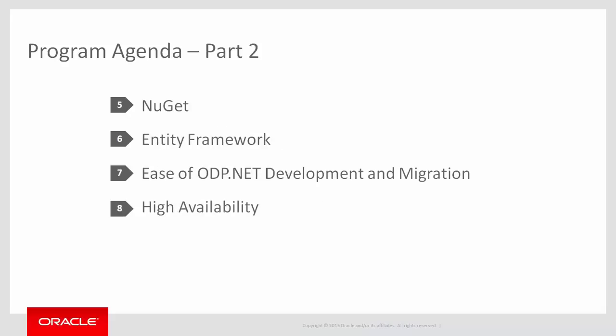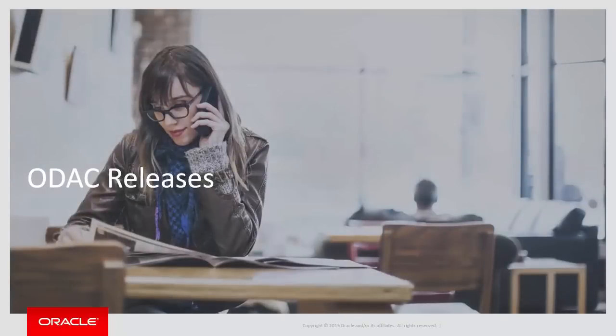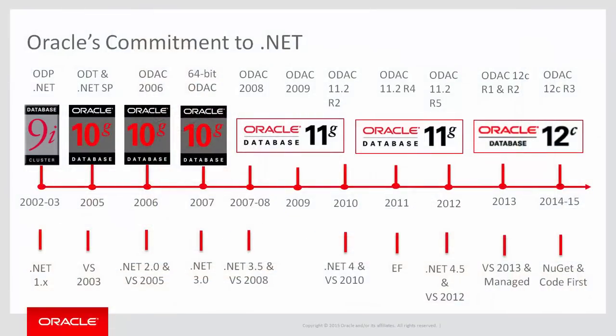And in the second hour, we will introduce NuGet. We'll talk about new entity framework features. We'll talk about ease of ODP.NET development and migration enhancements that we've added. And finally, we'll talk about some new functionality for high availability. And before we dive into the new features, let's just talk about our .NET functionality as an overview.